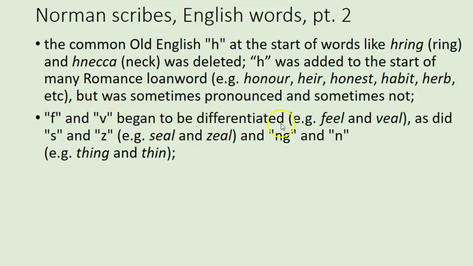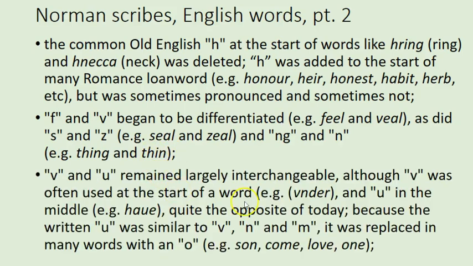F and V began to be differentiated. They were kind of the same letter in Old English, as did S and Z, and N and N. V and U remain largely interchangeable, although V was often used at the start of a word and U in the middle, have. So you have to sort of realize that it's the same letter. Sometimes it's used as a consonant and sometimes as a vowel.